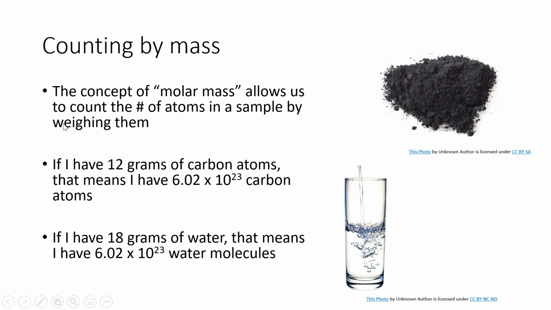And what's helpful here is this concept of molar mass allows us to count the number of atoms in a sample just by weighing it, right? So if we have a sample of carbon, here's a sample of carbon in the graphite form, we could weigh it and then know that every 1 mole of carbon atoms weighs 12.01 grams, and we can use that ratio to figure out how many carbon atoms are in our sample. So we can count by mass, is what we call it. Counting by mass. So we can use this ratio to figure out how many atoms are in something based on its mass.